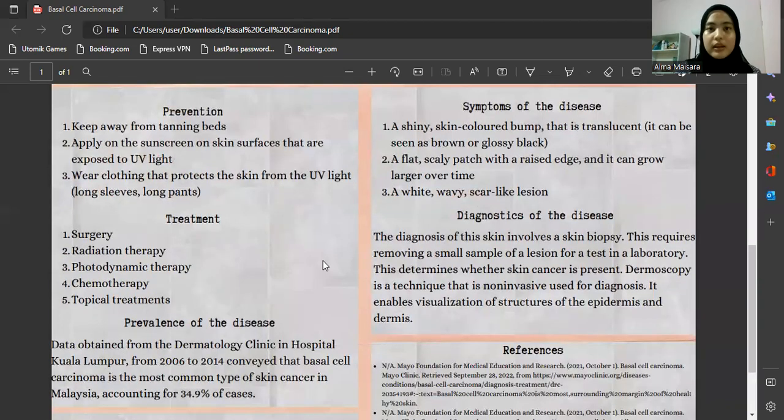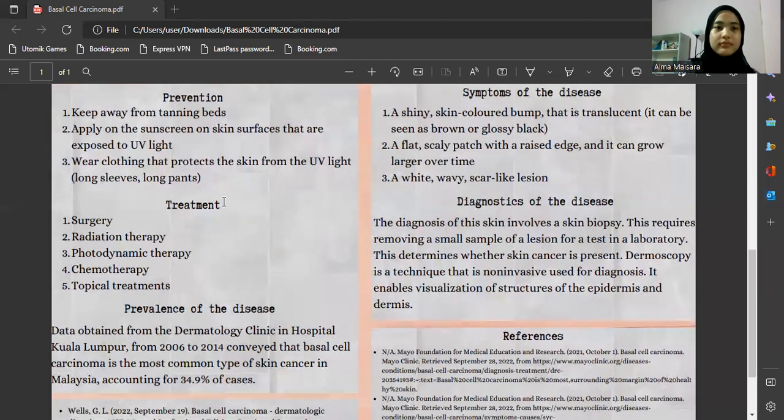Diagnostics of the disease. The diagnosis of the skin involves a skin biopsy. This requires removing a small piece of the skin or a sample of a lesion for a test in a laboratory. So this determines whether you have skin cancer cells in the skin layer. Dermoscopy is a non-invasive technique used for diagnosis. It enables visualization of structures of the epidermis and dermis.